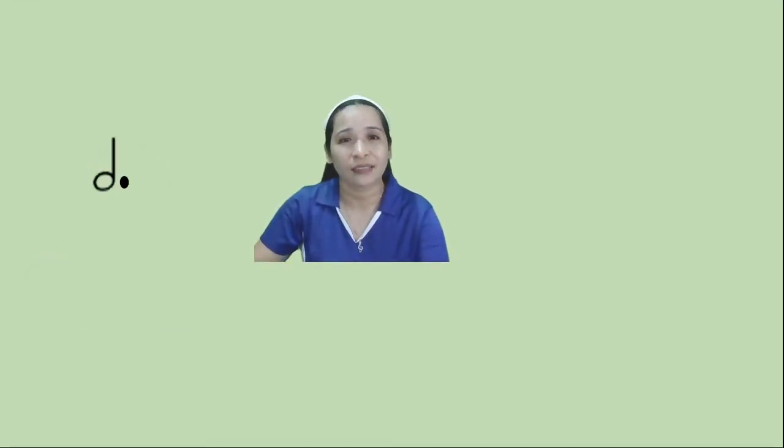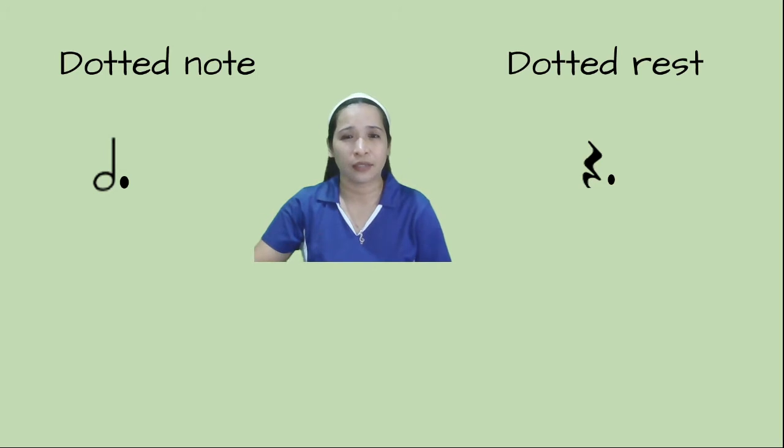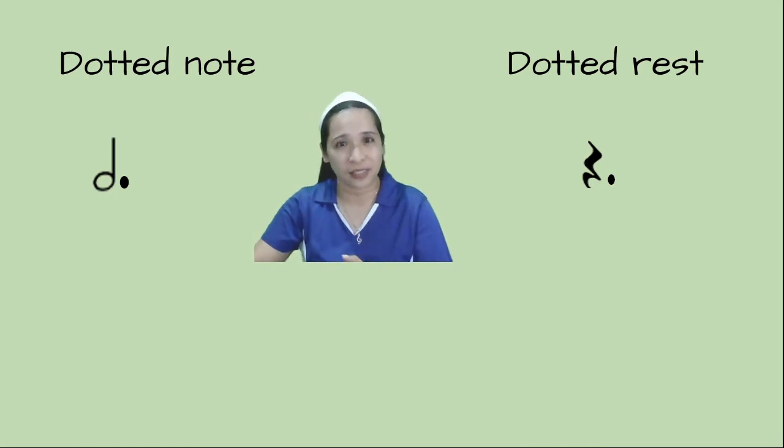A note like that with a dot is called a dotted note. A rest with a dot is called a dotted rest. What does it mean if there is a dot in a note or a dot in a rest? So let's have a closer look.